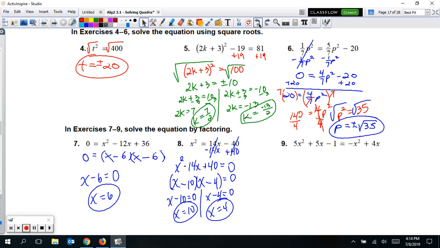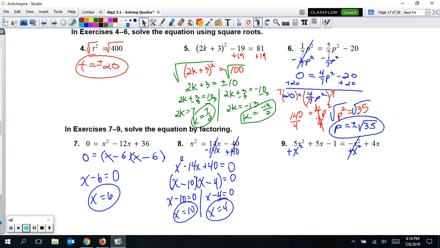So we want to set this equal to 0. So I'm going to move these two terms to this side since the x squared is bigger here. So I'm going to add x squared to both sides. I'm going to add it to that one, and I'm going to add it to the x squared term over here, giving me 6x squared.